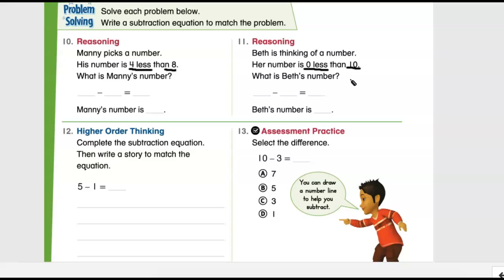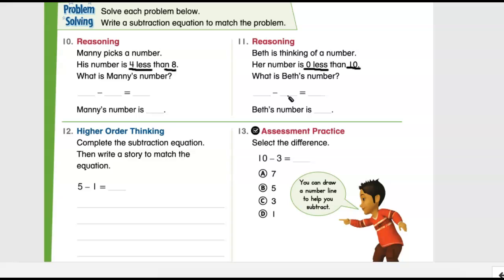When you are saying her number is 0 less than 10, that means that number is not going to change. So you would still write in your subtraction equation minus 0, but that number is not going to change, boys and girls. It will never change. Even if Mrs. Collier said, I have 100 goats and I am going to take away 0 of them, I would still have 100 goats because 0 means I am not taking any away.